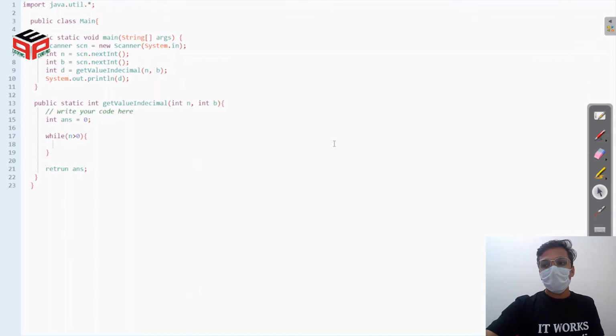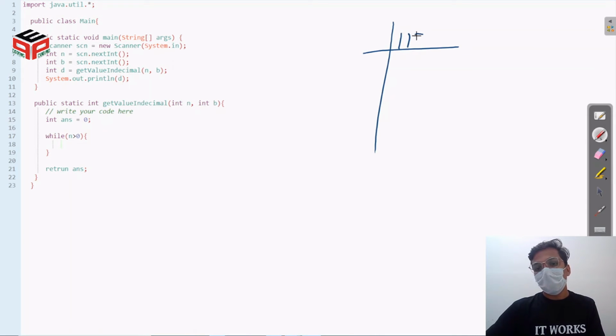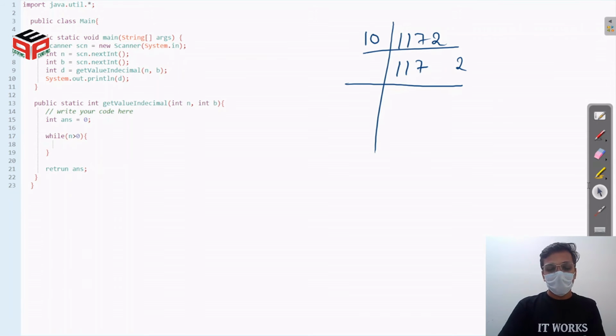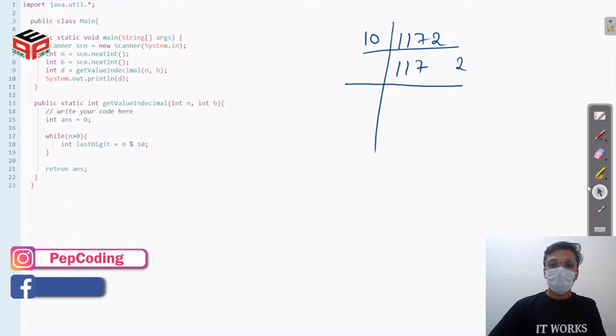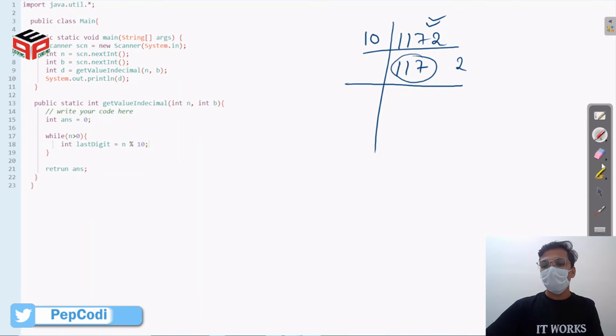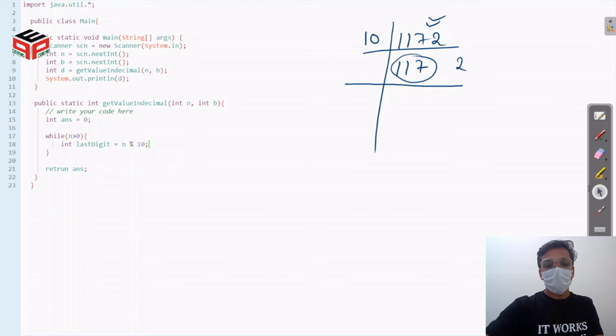So let's say I take that example once more. Let's say we are given the number 1172. Initially, we are dividing this number by 10 to extract the last digit. So the last digit is going to be the number with modulus 10. After that, we have reduced our number. Initially the number was 1172 and it is reduced to 117 when we divide our number by 10.